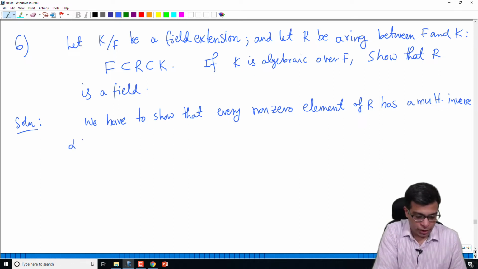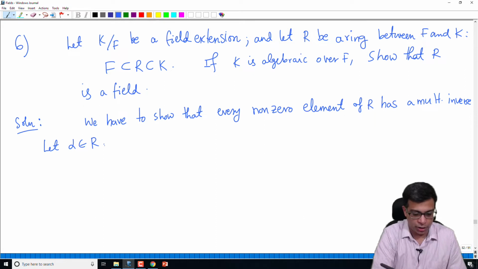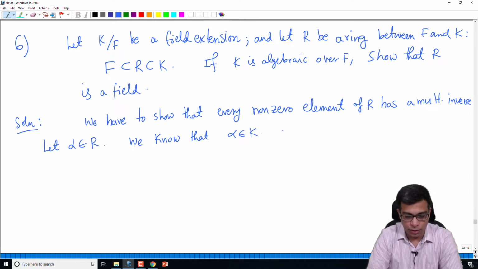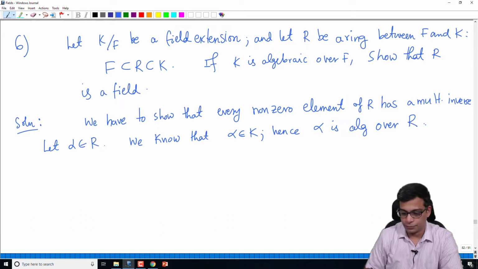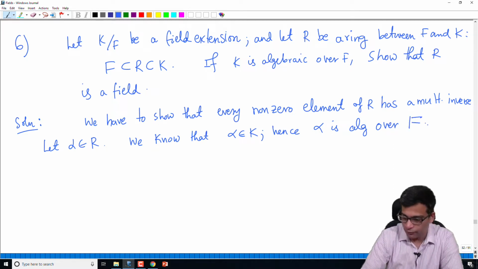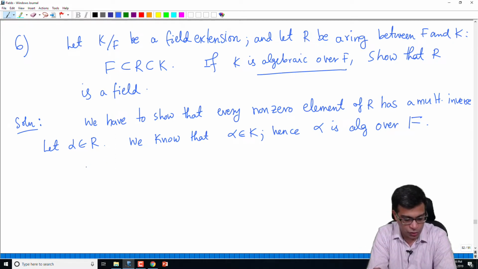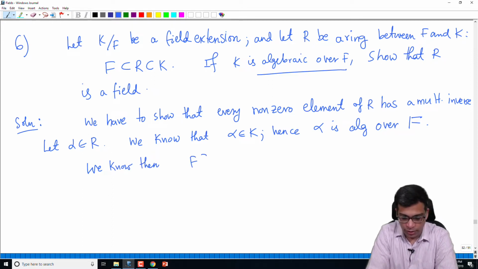Okay, so what do we do? Let alpha be an arbitrary element in R. We know that alpha is in K, because R is a subring of K, and hence alpha is algebraic over F, because K is algebraic over F, that is the hypothesis. So alpha is algebraic over F. From the very beginning of the field theory part of this course, we know then that F[alpha] is actually equal to F(alpha).